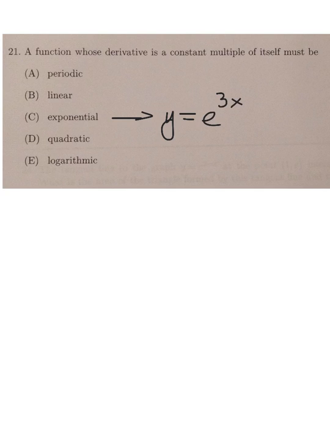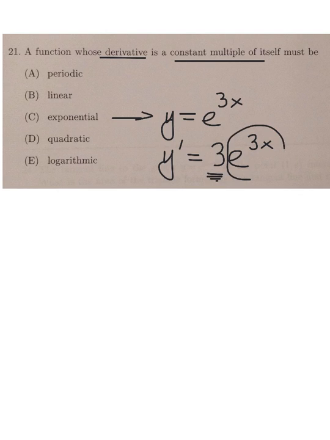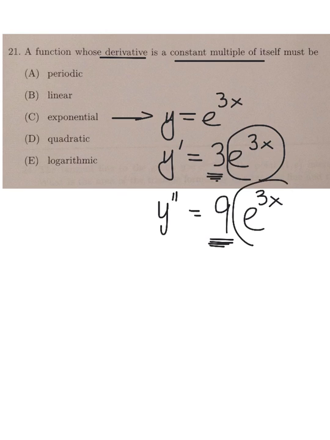Okay, so it's talking about its derivative, and it's a constant multiple of itself. So watch. If I take the derivative, isn't this e to the 3x, then times 3? You see, here's the constant multiple of itself. That's what they're talking about. You could keep going. So let's say you take the second derivative. Okay, so that would be e to the 3x. Then I have to multiply by 3, but I've already got a 3 there, so that would be a 9. So here we go again, constant multiple of itself. And that's why it's choice C.